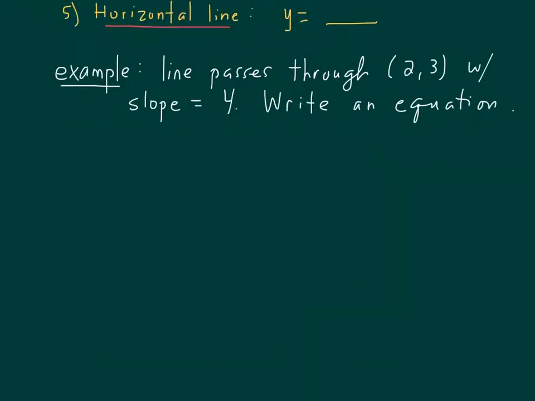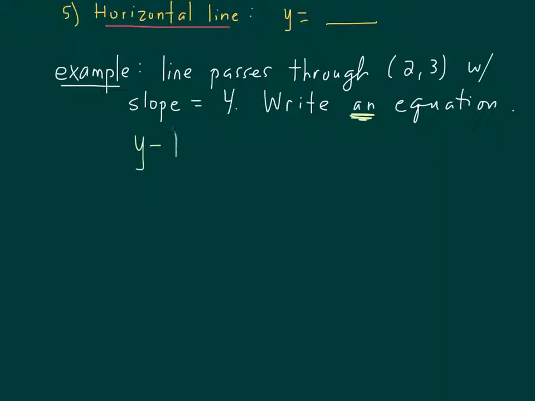Here's a quick example. Take a moment please to write it down. We're talking about a line that passes through the point 2 comma 3, and we know that the slope of the line is 4. We're looking to write an equation. So we're going to express this in multiple forms. They don't tell us specifically which form to leave it in. Now notice we don't know the y-intercept, so we're not going to use our slope-intercept form. Instead, we are going to use our point-slope form.